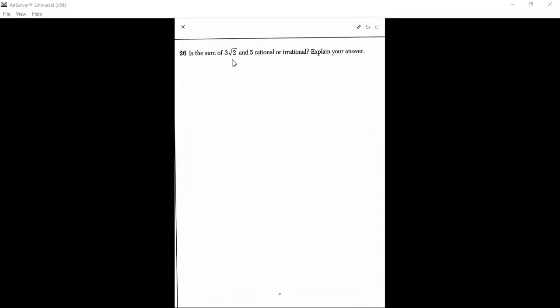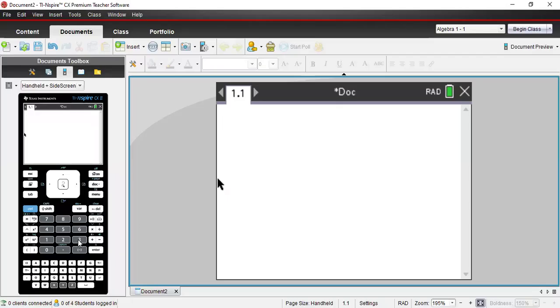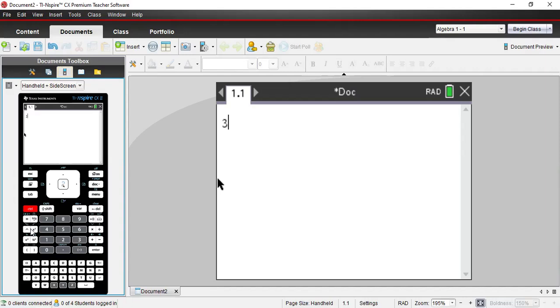So they've given us two numbers. One is 3 times the square root of 2, and the other number is 5. And they want to know if the sum of those two numbers is rational or irrational. Now, you should know that sum is basically adding. So what I'm going to do is enter both numbers into my calculator, and I'm going to determine based on what I see from the calculator, is it rational or irrational? So I'm going to grab the calculator now, and I'm going to do 3 times the square root of 2, press enter.